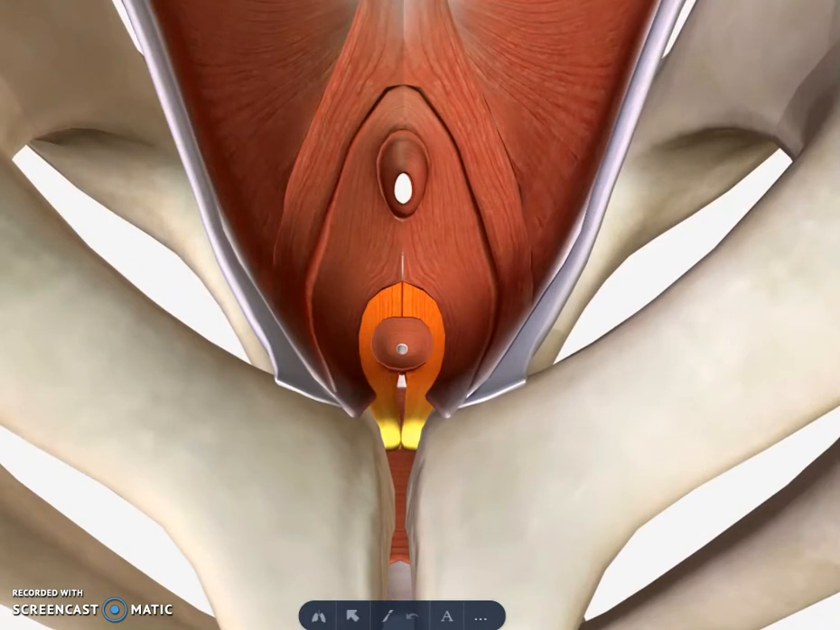This is the deep transverse perineal and the urethral sphincter of the urogenital diaphragm. It is involved in voluntary control of urination. The origin is the ischial ramus and inferior pubic ramus, and the insertion is the perineal body.